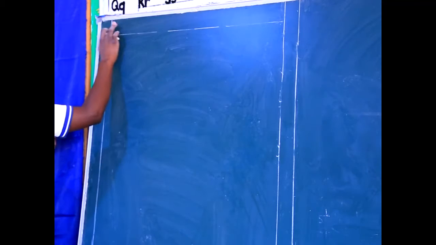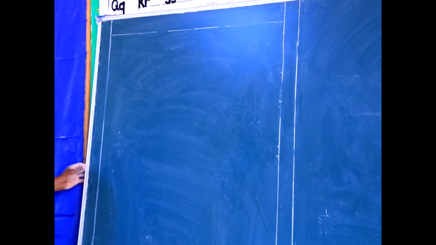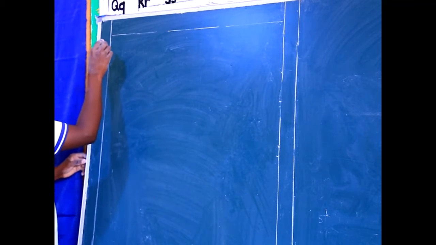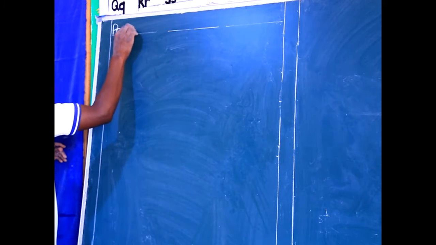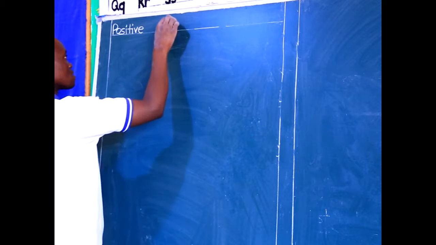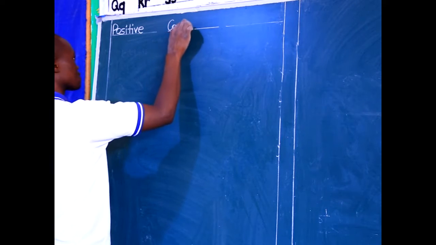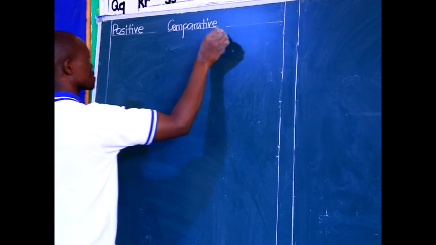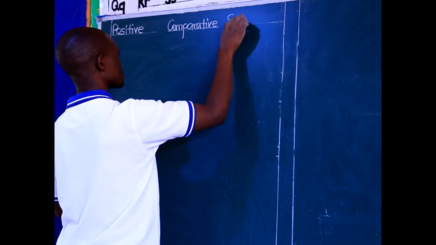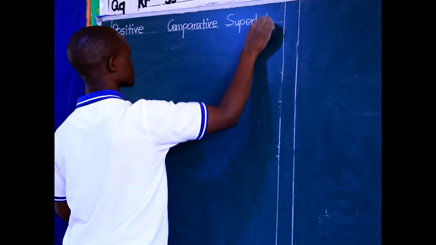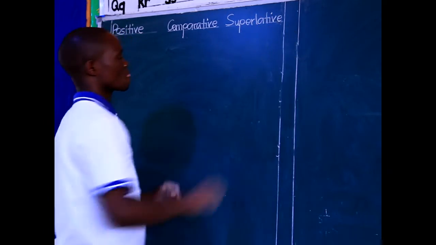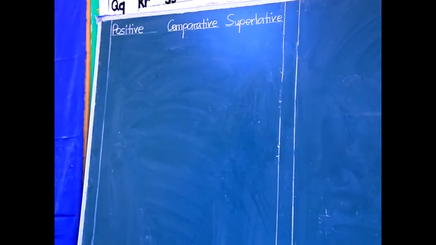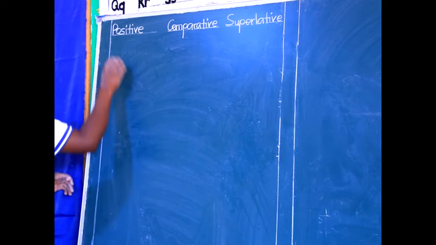Think of them before I start writing mine here. Adjectives ending in Y. We have the positive degree, the comparative degree, and lastly the third degree, which is the superlative degree. So if you think of adjectives that end in Y, words like ugly should never escape your memory.